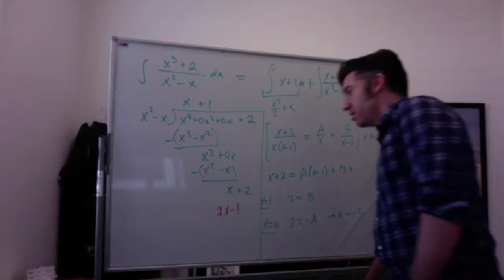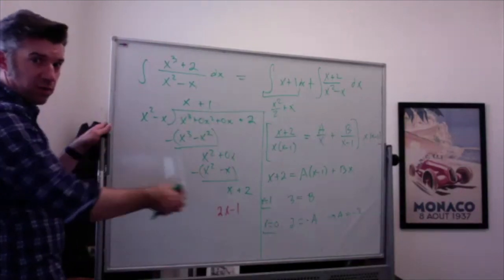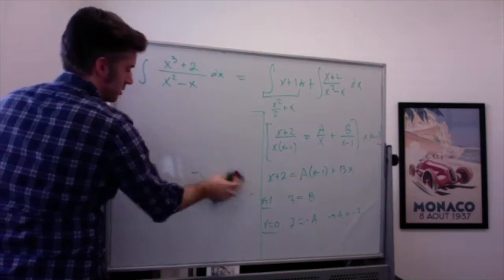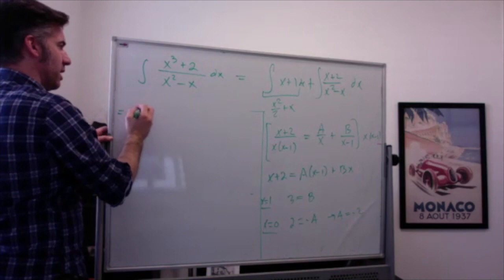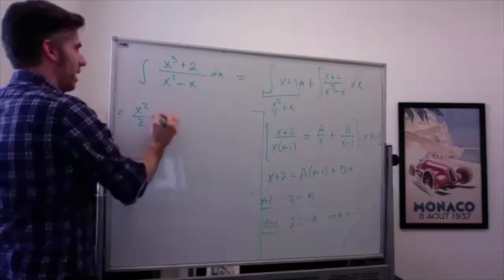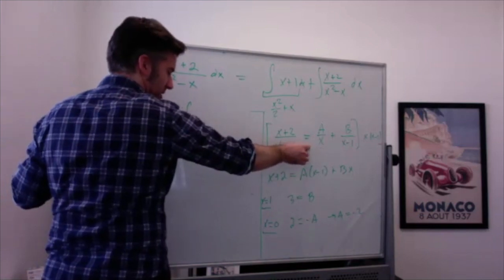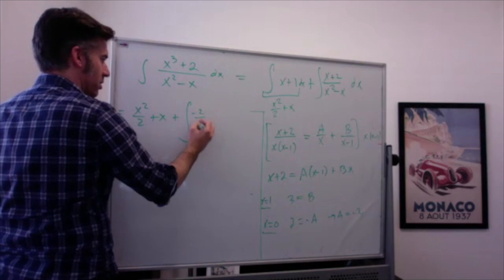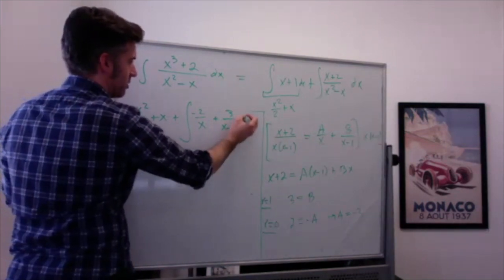Great. I'm going to erase the polynomial division, so enjoy it while it lasts. I'm going to rewrite this as x squared over 2 plus x plus the integral of a over x plus b over x minus 1. So a is negative 2 over x plus b is 3 over x minus 1 dx.